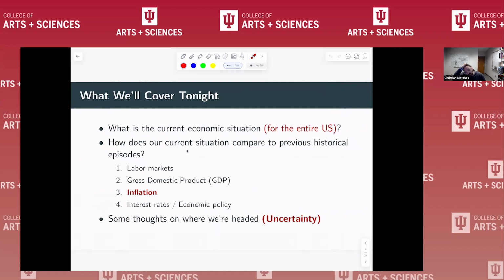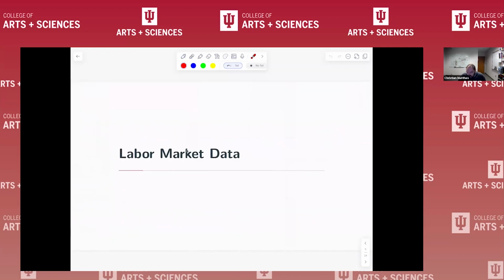Oh yeah, so obviously the last bullet point, I'd be remiss if I didn't mention this. There's a tremendous amount of uncertainty right now in the US economy. I'll talk a little bit more about that. How do economists measure this uncertainty? And I'll have some thoughts on where we're headed. So let me start off with labor market data. What I'll show you today is a lot of graphs.